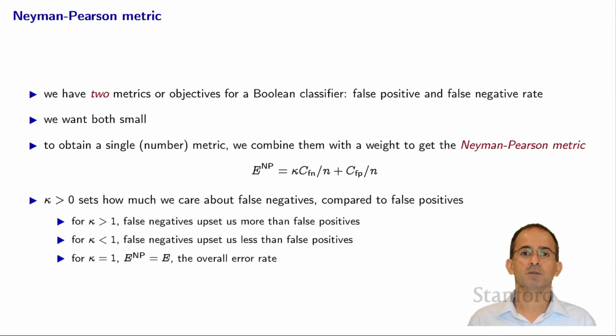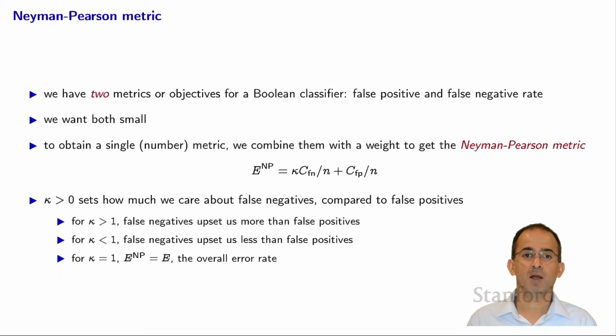Now, we still need to be able to compare classifiers, and it's very often convenient to have a single metric, a number. And the way we do that is we combine them with a weight. That's called the Neyman Pearson metric, ENP. It's kappa times the false negative rate plus the false positive rate. And so here kappa is some positive number, and it sets how much we care about false negatives compared to false positives.